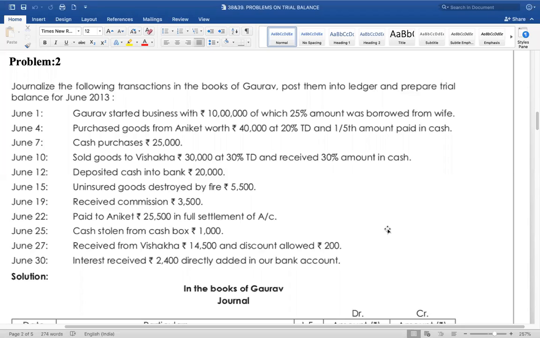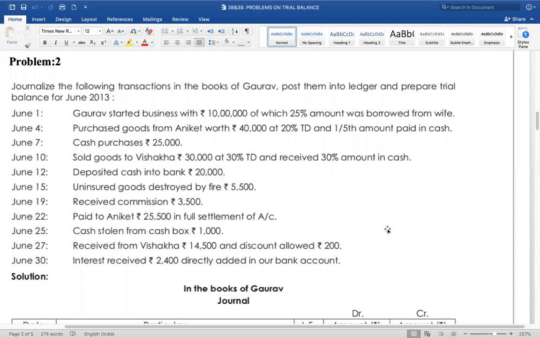On June 7th, cash purchases 25,000. On June 10th, sold goods to Vishakha 30,000 at 30% tax deducted and received 30% amount in cash. On June 12th, deposited cash into bank 20,000. On June 15th, uninsured goods destroyed by fire 5,500. On June 19th, received commission 3,500. On June 22nd, paid to Aniket 25,500 in full settlement of account.